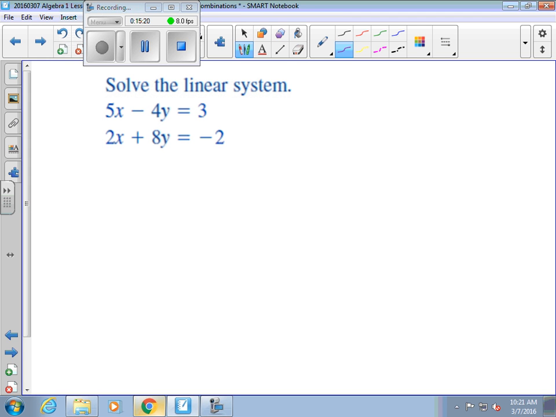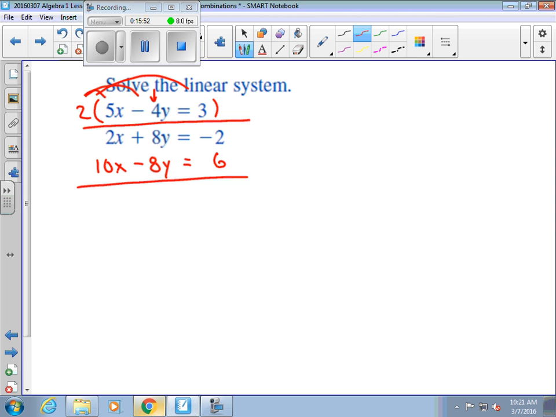So we can make 5 and 2 into the number 10 and negative 10, but it's even easier to make negative 4 and 8 into negative 8 and 8. In order to make this negative 4 into negative 8, we need to multiply this equation by 2. So 2 times 5x is 10x. 2 times negative 4y is negative 8y. And 2 times 3 is 6. Now we have two equations that have opposite coefficients, 8 and negative 8.